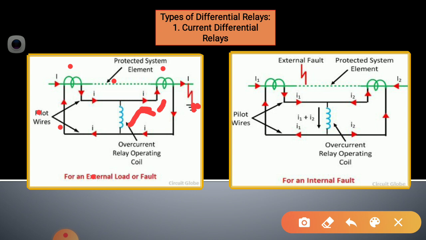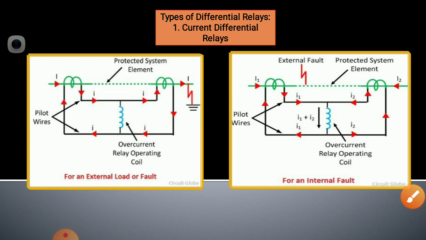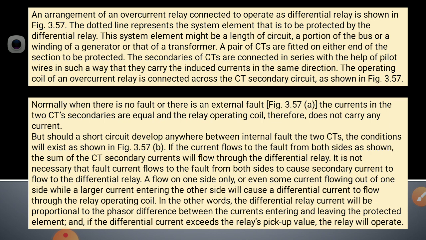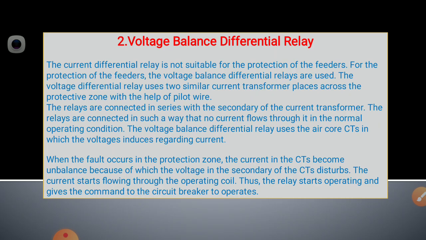So this is for the external fault, and the same arrangement is for the internal fault. So this is the current differential relay. That means it will operate on the difference of the current, that is the one electrical quantity that we have studied, that is the two or more similar electrical quantities. So first we considered the current as the quantity. So now secondly we consider the voltage as the actuating quantity.